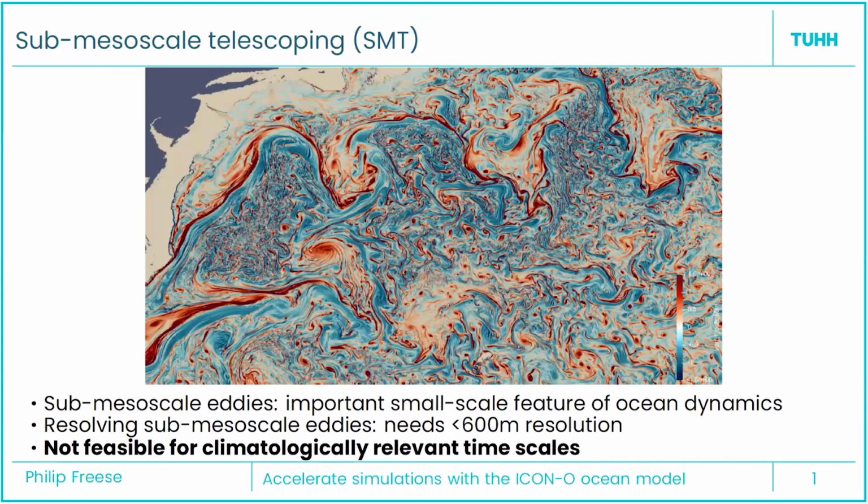So my work is within the so-called ExaOcean project. We are trying to accelerate simulations with the ICON code. And what you see here is a simulation of the North Atlantic. It's a so-called sub-mesoscale telescope. So we have a telescope where the grid within the North Atlantic is of a resolution below 600 meters. So you actually can resolve something that is below 1 kilometer, so sub-mesoscale.